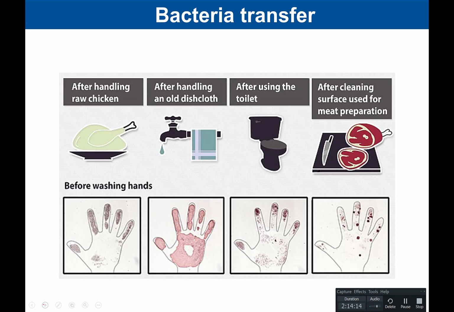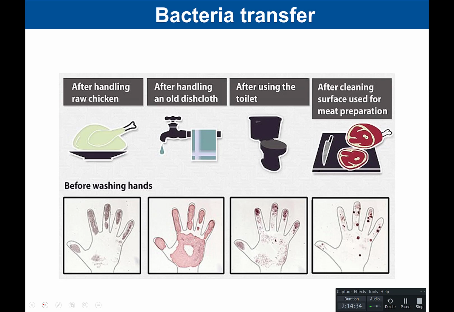After using the toilet. If you go to the bathroom, you probably know that you should always wash your hands afterward, because even if you think you wiped and you didn't transfer any bacteria, there's no way to know. So you should always wash your hands after using the toilet.